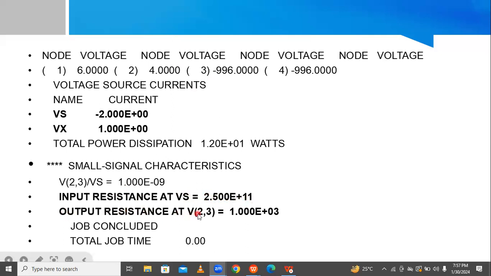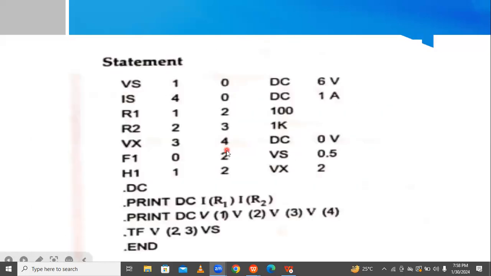And then the output resistance at V of 2, 3, at the 2, 3 branch, is nothing but 1 into e power 10 to the power of 3. That is called 1K. So like this, we can find the output resistance and input resistance by using this command: .TF V of 2, 3 Vs, in this way.